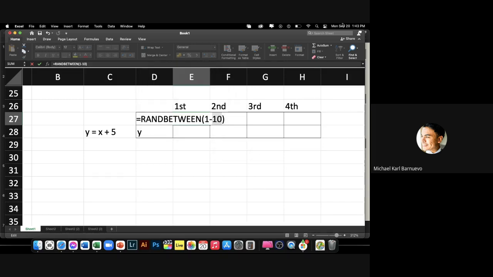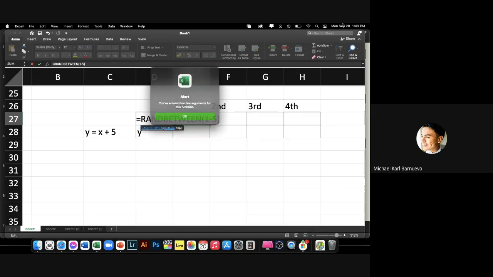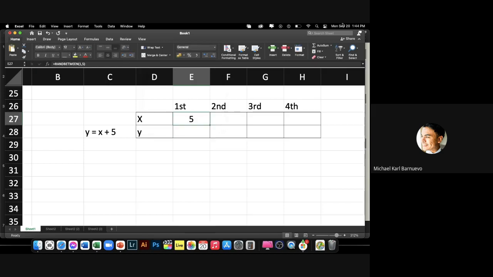So, mag-generate tayo ng number between 1 to 10. Okay, ang na-generate is number 4. This is completely random. Ayan, it is a random number. Now, let's see if it is still the same. Ayan, bumalik sa 4. Okay. So, x is number 4.